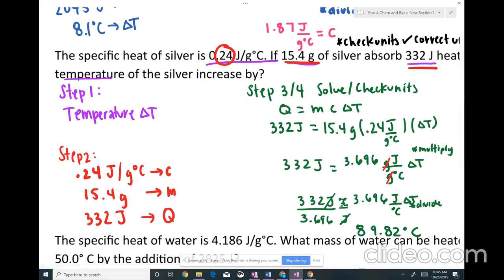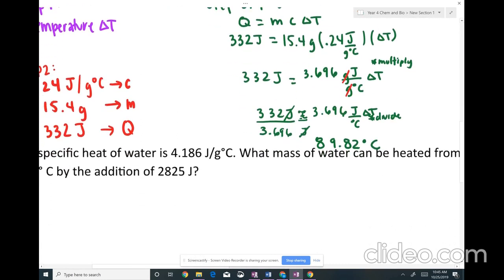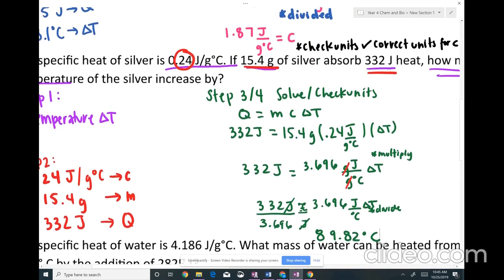And again, I have to double check my units. If it is in Celsius or if it is in Kelvin, I am good. So that is that problem right there. Always make sure you are checking your units, and always make sure you are keeping those variables so that you are able to double check your answer.